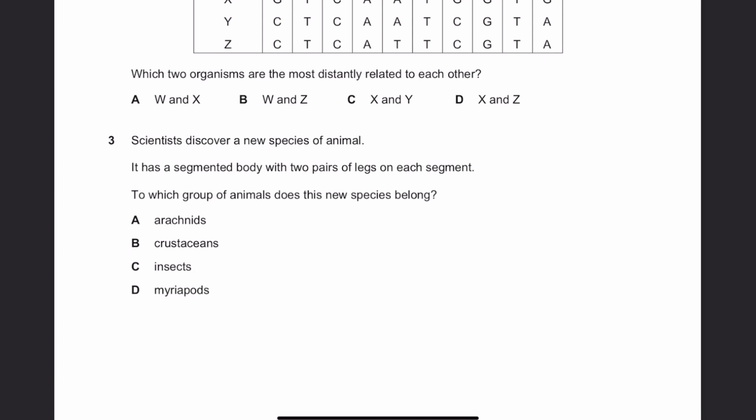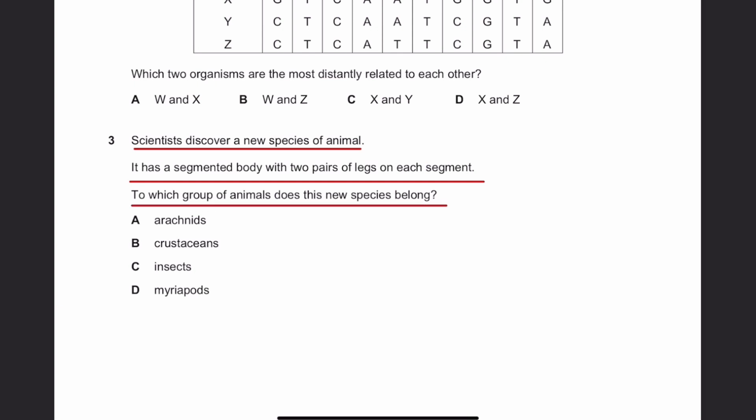Number 3. Scientists discover a new species of animal. It has a segmented body with 2 pairs of legs on each segment. To which group of land animals does this new species belong?